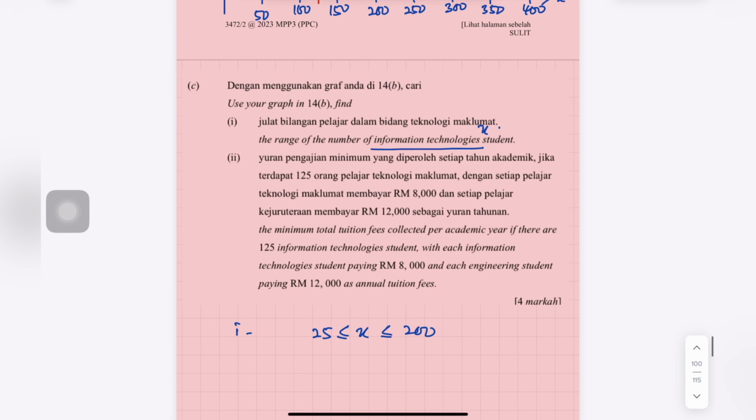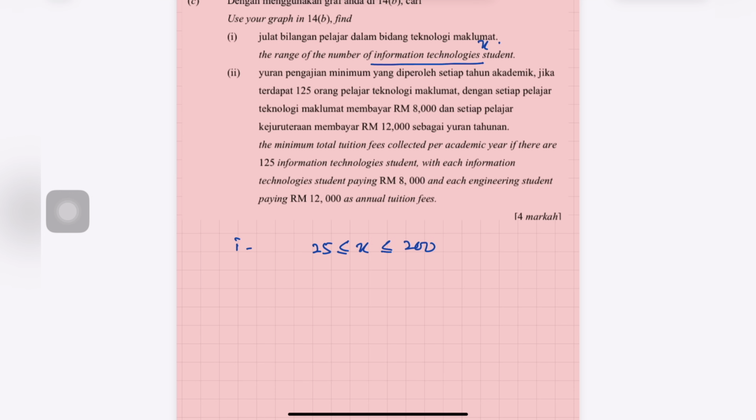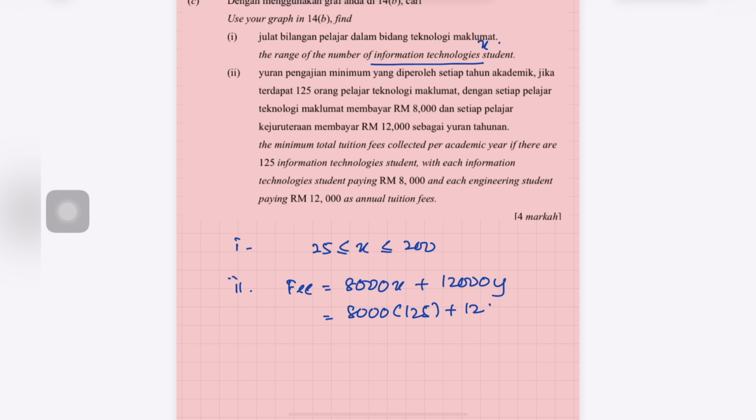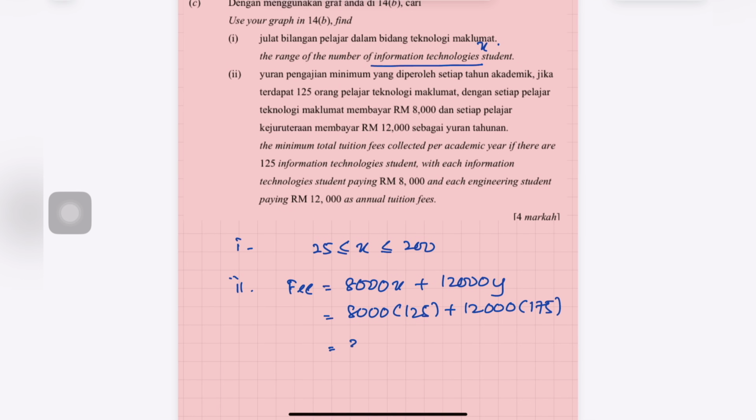Okay, so then we substitute into the fee. Fee here, Roman 2, fee equals 8,000x plus 12,000y. So just now x is 125 and y is 175, equals 3,100,000 ringgit.